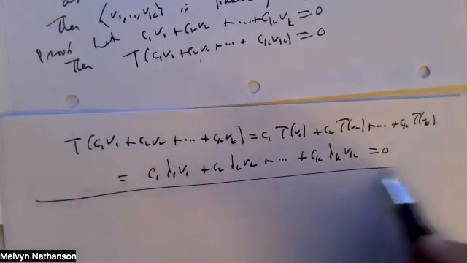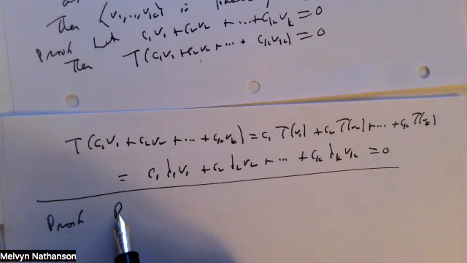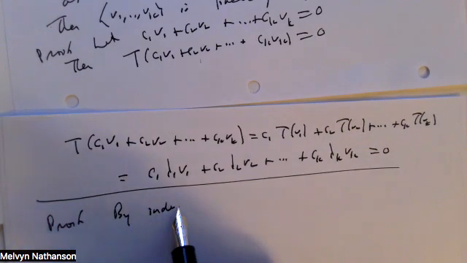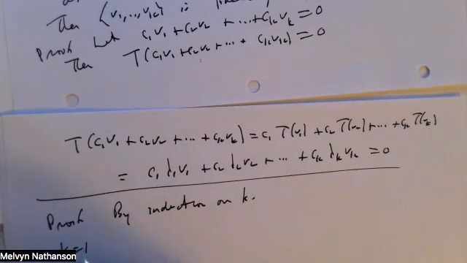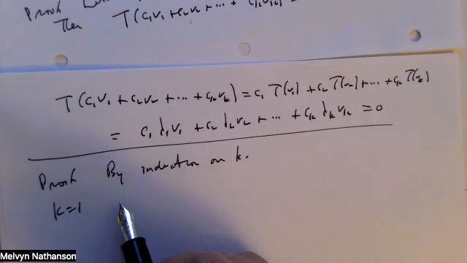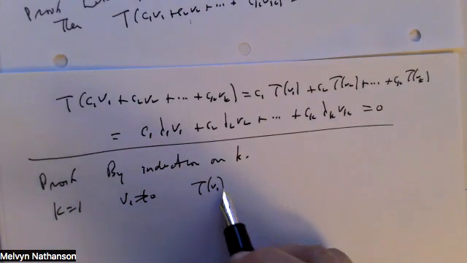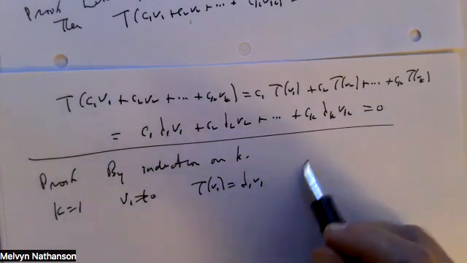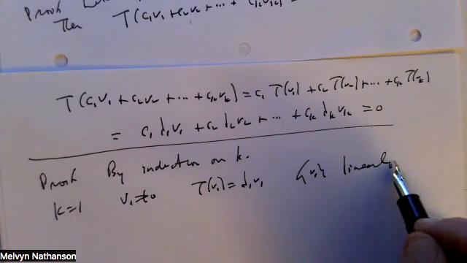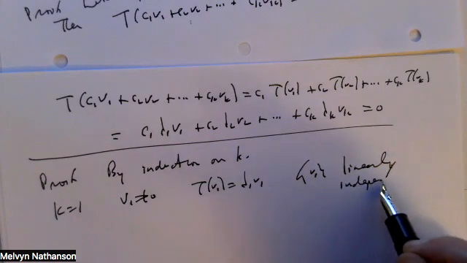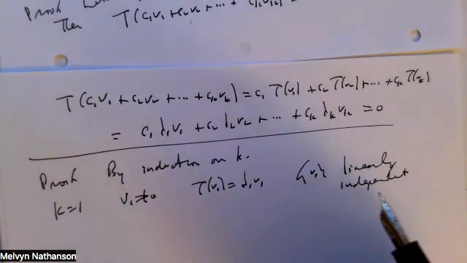So we have this identity, and the proof of the theorem will be by induction on k. Suppose k equals 1. So we have a vector v1 different from 0. T of v1 is lambda 1 v1, but the set v1 is linearly independent, because any set that consists of just one non-zero vector is linearly independent.